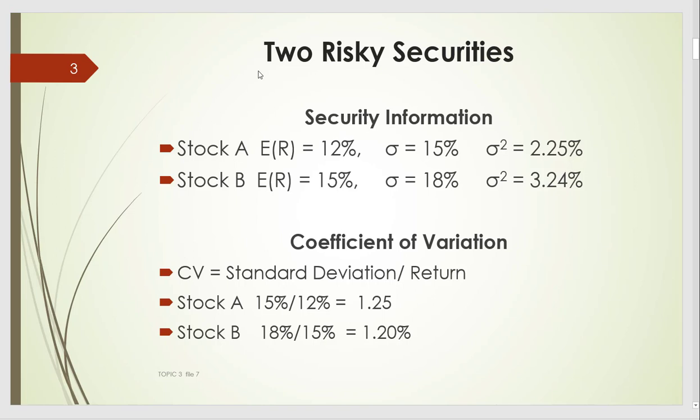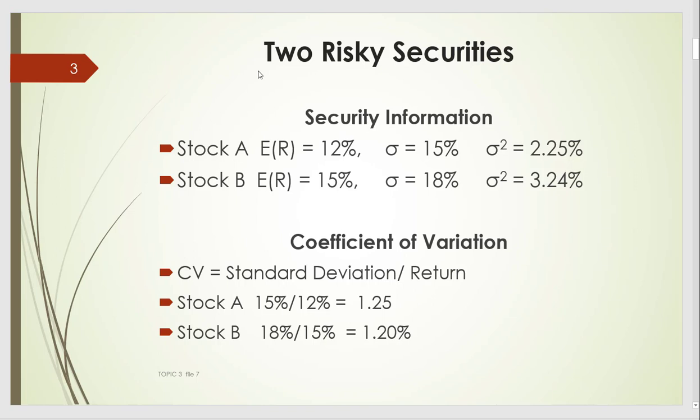So here we have stock A and stock B. We can see on the first row, A has a return of 12%, standard deviation of 15. B has a higher return, 15, but also higher risk. The question becomes, which of the two is the better stock? So we can look at the coefficient of variation. Stock A has risk equal to 1.25 times the return, whereas B has 1.2 times the return. So the risk relative to the amount of return we're getting is smaller with B than A, and a risk averter would be preferring security B.